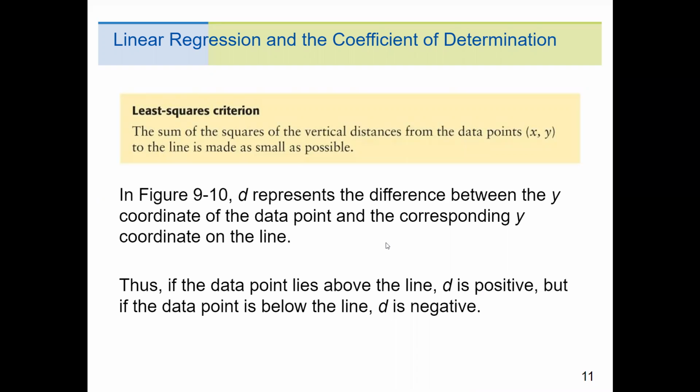The least squares criterion: the sum of the squares of the vertical distances from the data points x and y to the line is made as small as possible. In figure 9.10, D represents the difference between the y coordinate of the data point and the corresponding y coordinate of the line. Thus, if the point lies above the line, D is positive, but if the data point is below the line, D is negative.